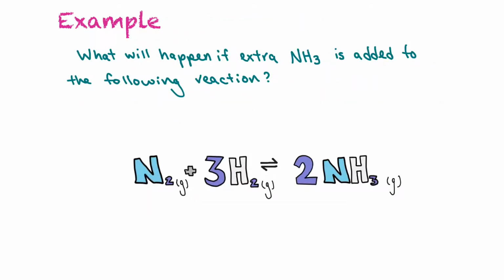So if we look at this first example, it's asking what would happen if extra ammonia is added to the following reaction. Ammonia is a product, so if we add more product, it's going to shift to the reactant side. So the reaction is going to shift to the left.